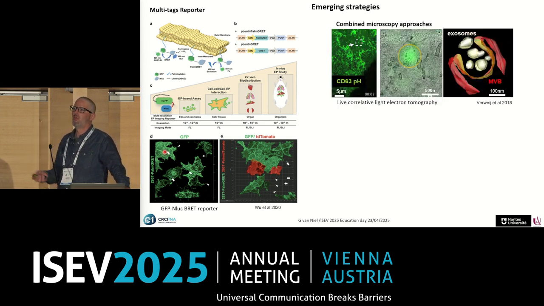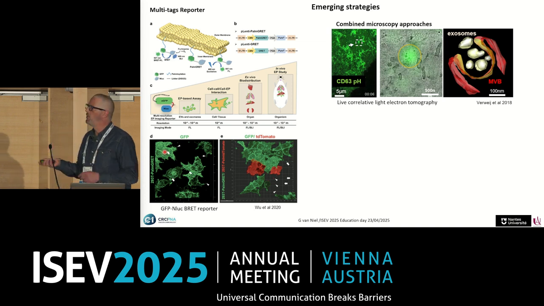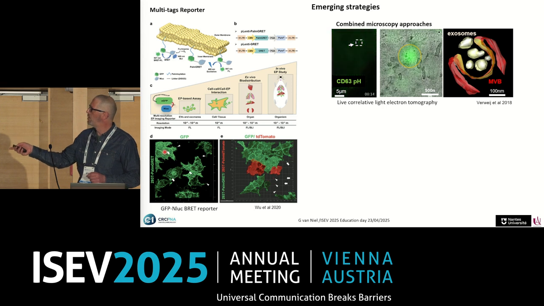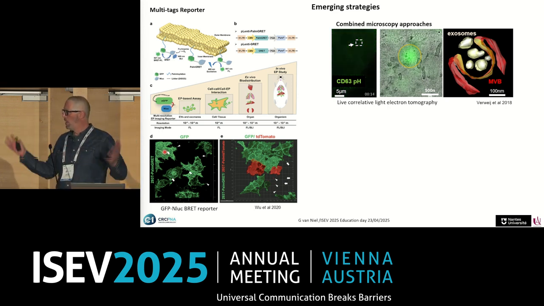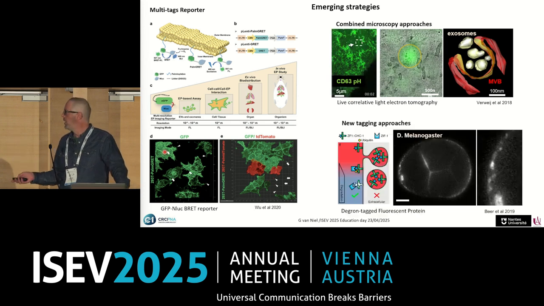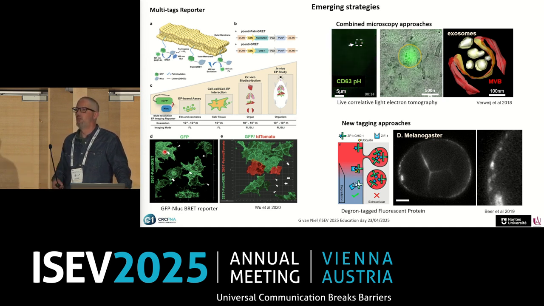You can also combine the different microscopy and do, for example, live cell microscopy combined with electron tomography to have what we call correlative light electron microscopy. And this is this kind of combination that is useful to have a whole view about what's going on in EVs. And we have now also a new tagging approach, the Degron strategy developed by Anne Wieman, where only what is secreted and separated physically from the recipient cells stays fluorescent.